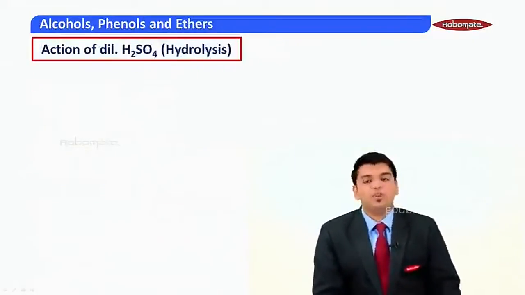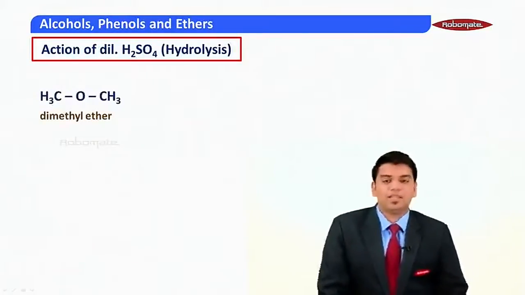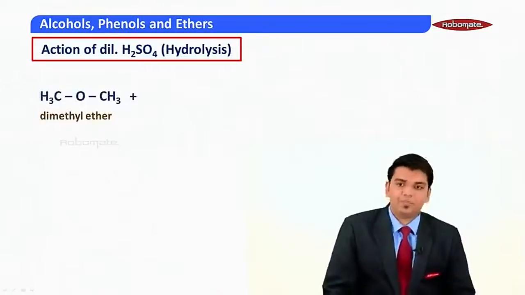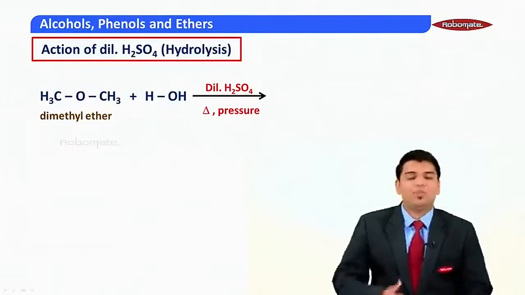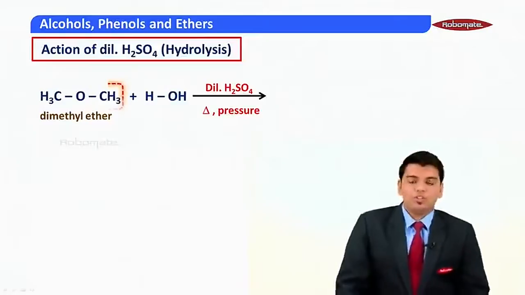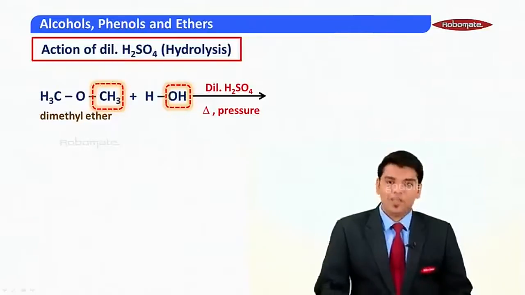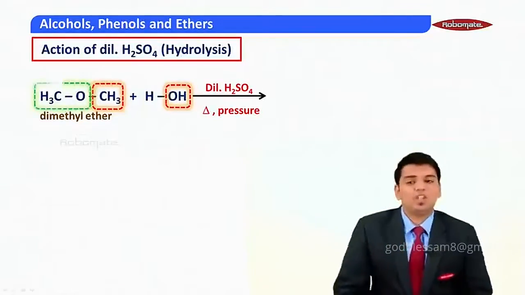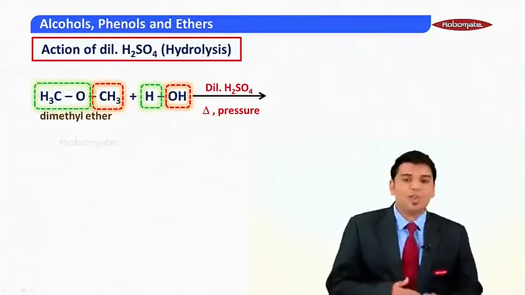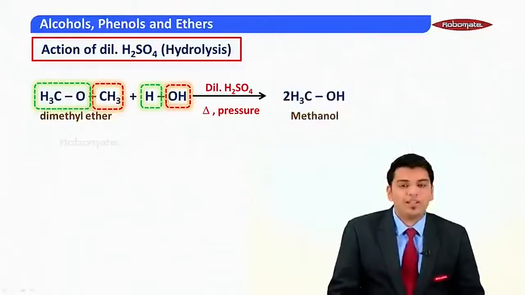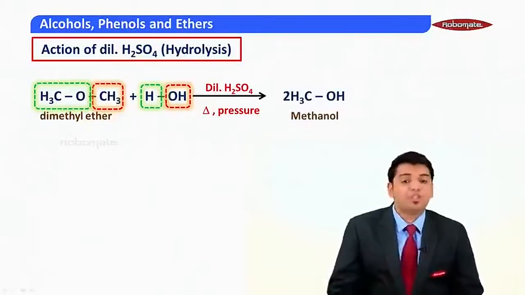So hydrolysis involves the action of dilute H2SO4. Our first example is dimethyl ether, that is CH3OCH3. Now to this, when we add dilute H2SO4 under pressure and heat, that is we basically react it with water, the CH3 that we can see here reacts with OH to produce CH3OH. The other part that is left, which is CH3O and H, also combine together to form CH3OH. In this way, we get 2 CH3OH, that is methanol. So we can say that an ether on hydrolysis produces alcohols.